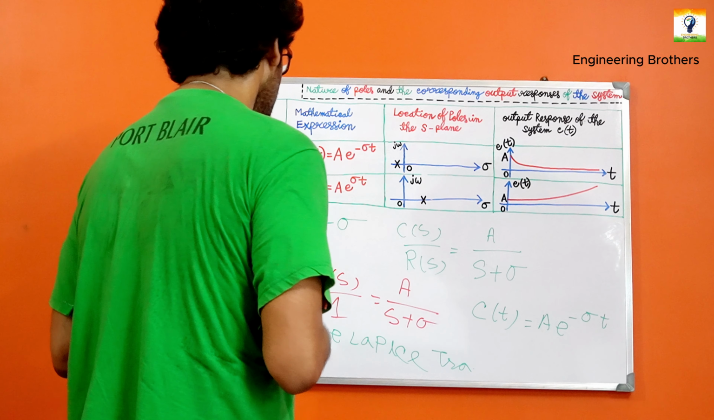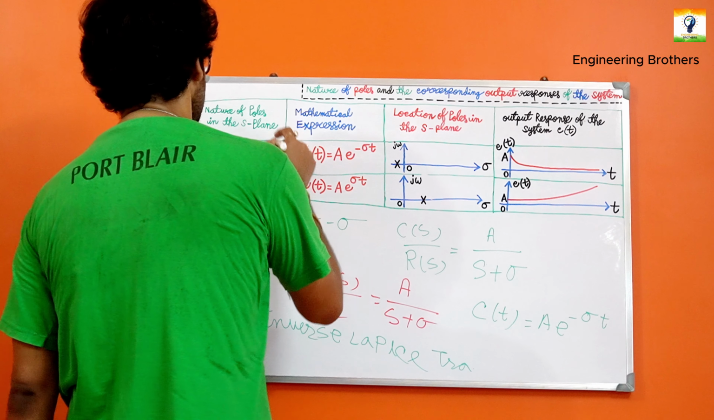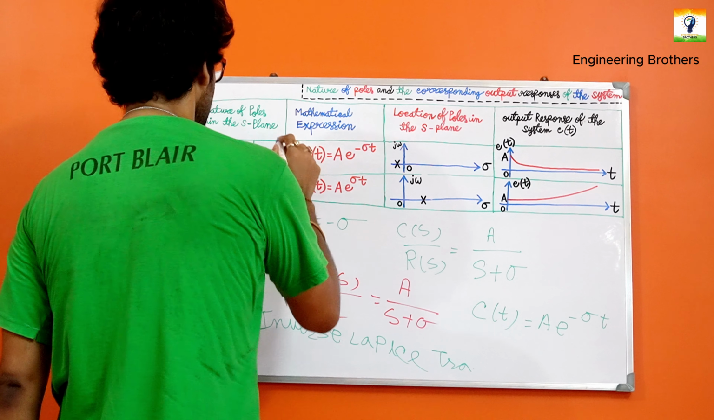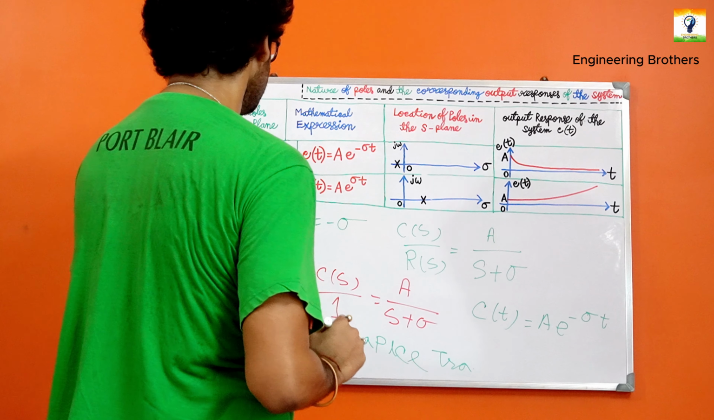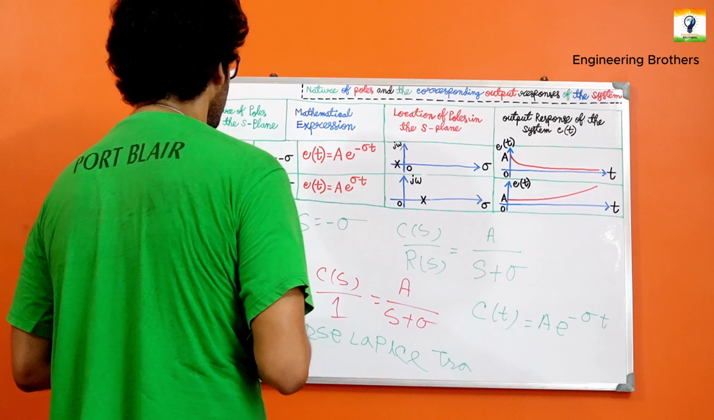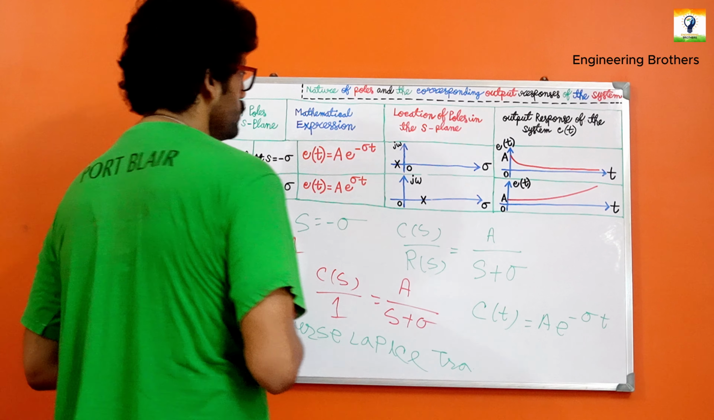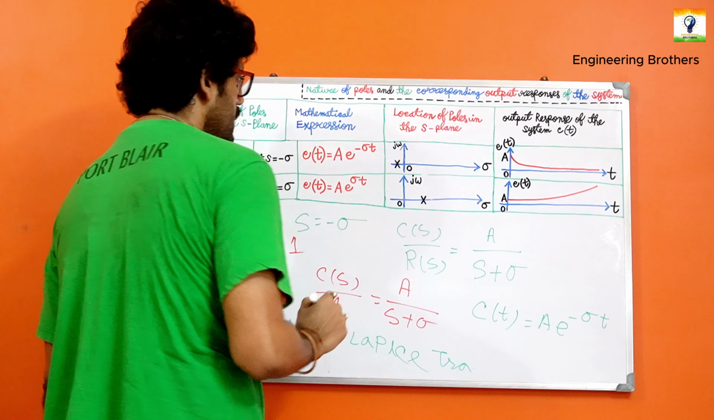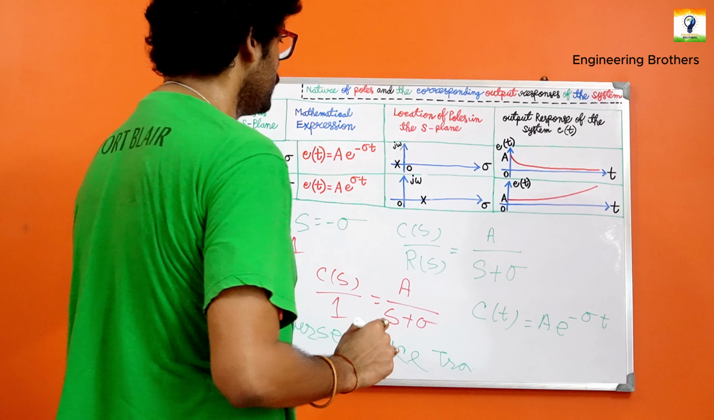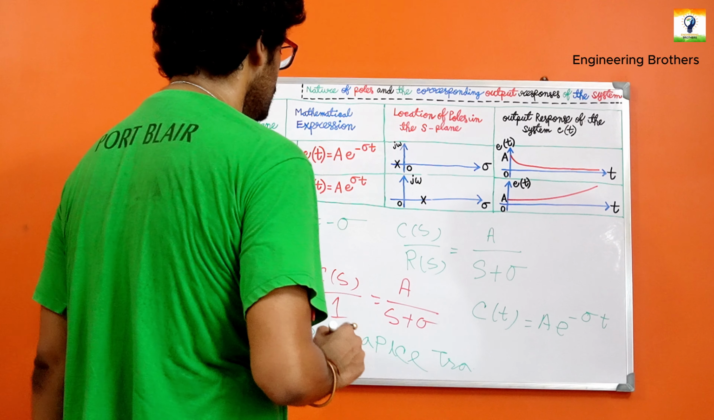At first, we have located the pole on our S-plane, and according to that location of the poles on the S-plane, we have plotted it accordingly over here. In our next stage, just by looking at this S-plane, we have formed the transfer function, which is C(s) divided by R(s).